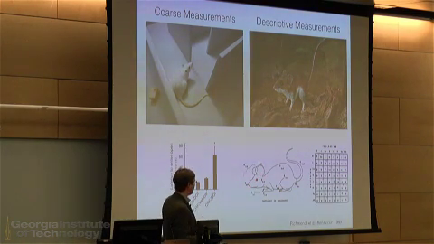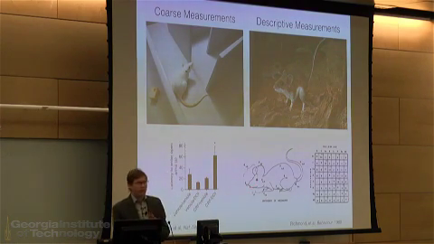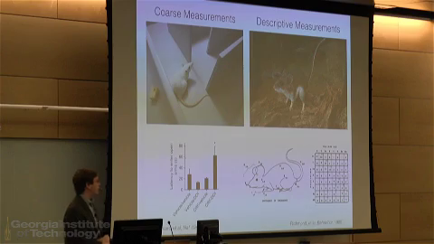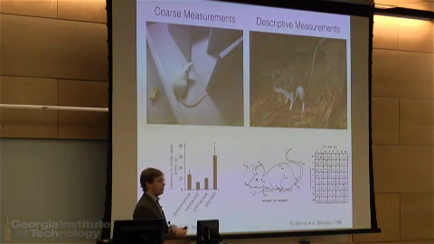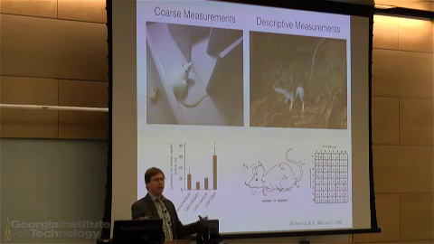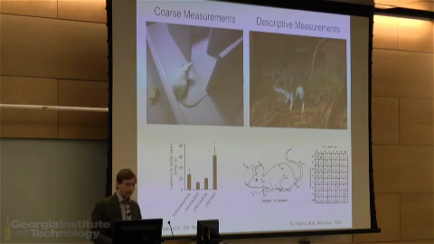So what we'd like to do is have something in between, where you can have something that's relatively high throughput and consistent, but at the same time get a more full description of what the animal is doing, and try to do that with as few ad hoc assumptions as possible. And that's the goal.